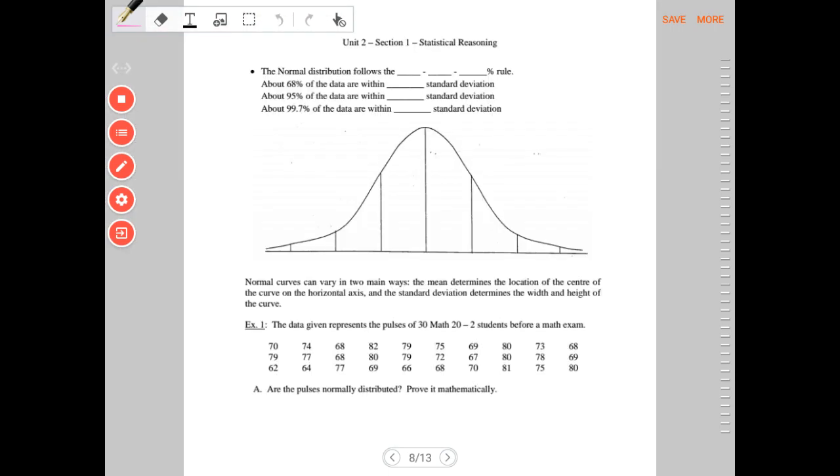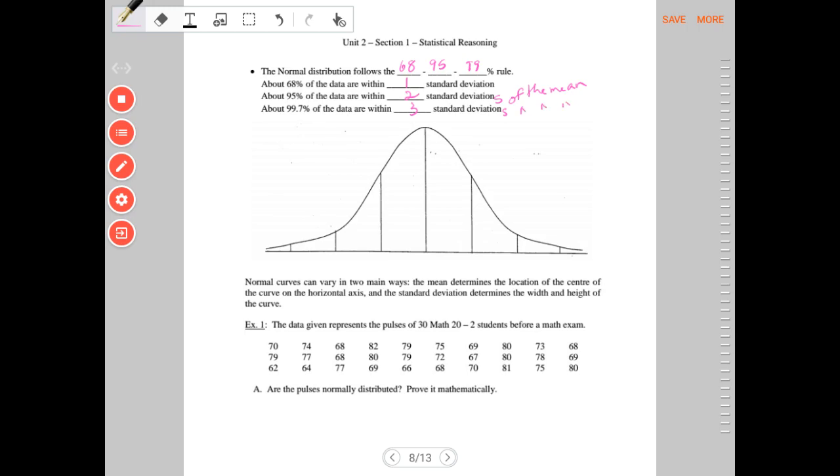The normal distribution follows the 68, 95, 99.7 rule. About 68% of the data are within 1 standard deviation of the mean, meaning either left or right of the mean by 1 standard deviation. 95% of the data is within 2 standard deviations of the mean. And about 99.7% are within 3 standard deviations of the mean.